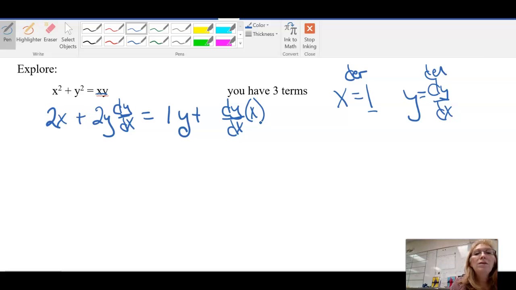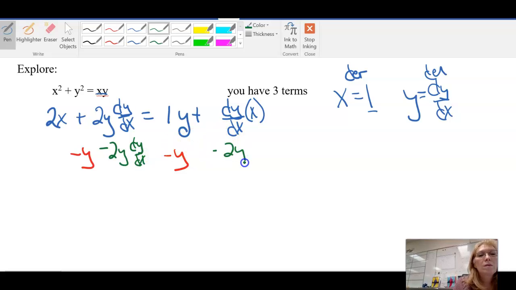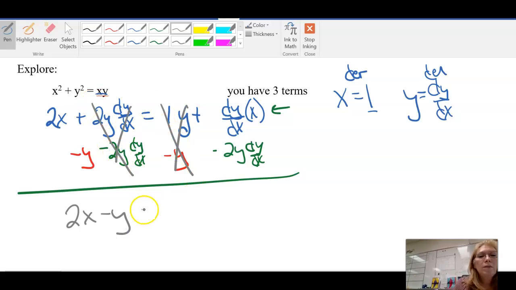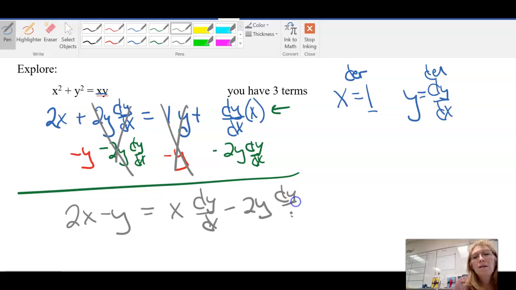All right. Now that we have that done, we have to solve for dy dx. So when we do this, I'm going to move the y over. And then I'm going to move the 2y dx over. And we're going to write this in correct order. So this is going to give us 2x minus y, this guy cancels, equals x dy dx minus 2y dy dx.